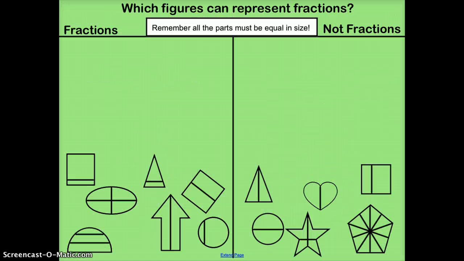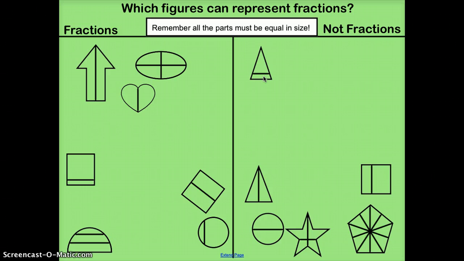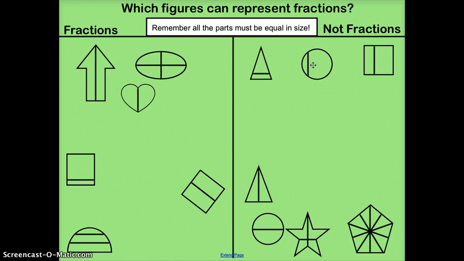So for example, if you're taking a look at this, trying to decide if they are or are not a fraction, you need to remember that all the parts must be equal in size. So I think that this is a fraction because those two halves are equal. This is a fraction, and this is a fraction. But I think that this is not a fraction because those parts are not equal. This is not a fraction, and this is not a fraction. Maybe you can pause the video here for a second to decide out of what shapes are left, which are fractions and which are not.